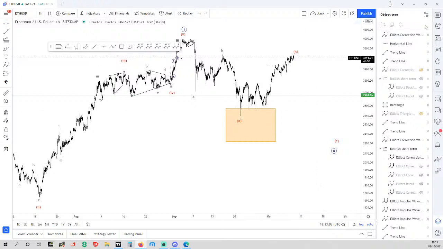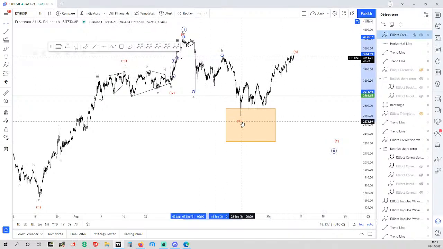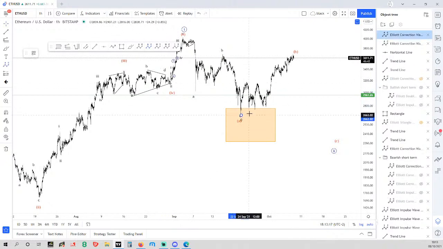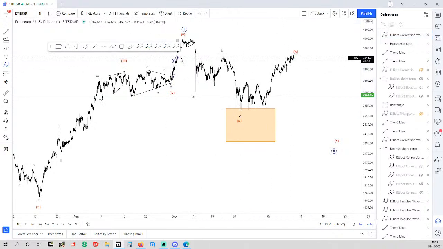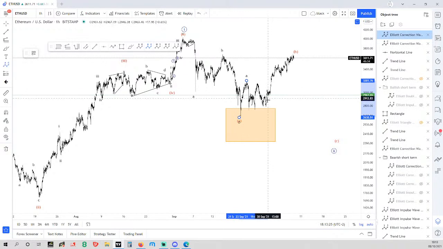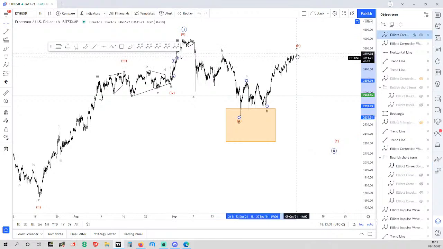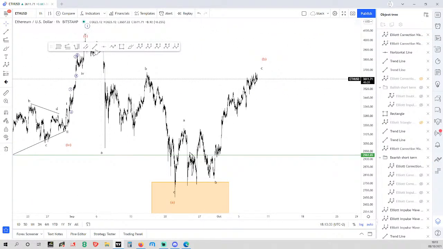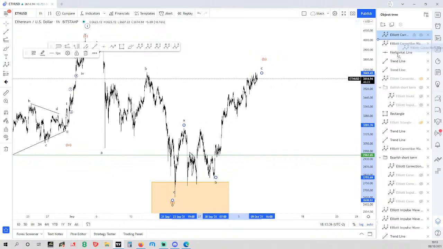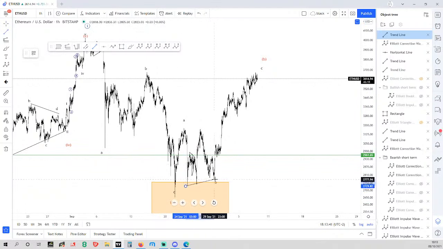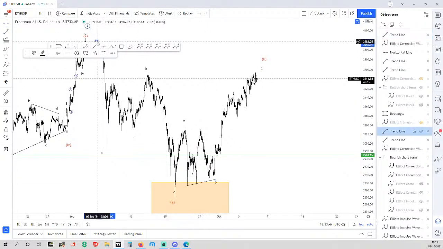So, getting back to the count. Up in A, triangle in B, and then up again for wave C. So this would eventually be the count, and I'm going to show you the triangle right now. So the triangle would be this one. A, B, C.